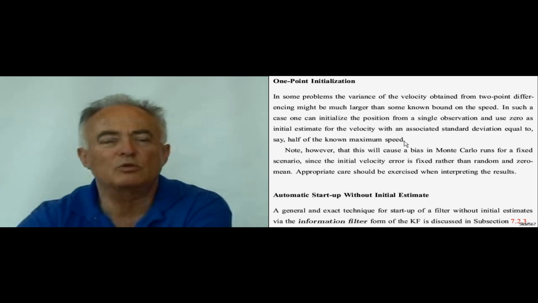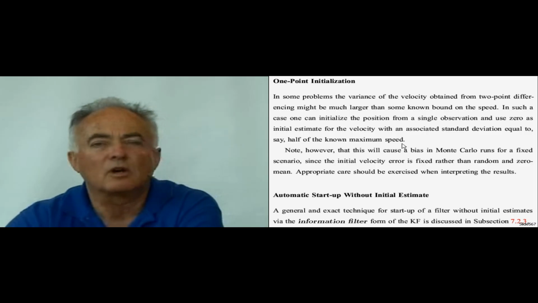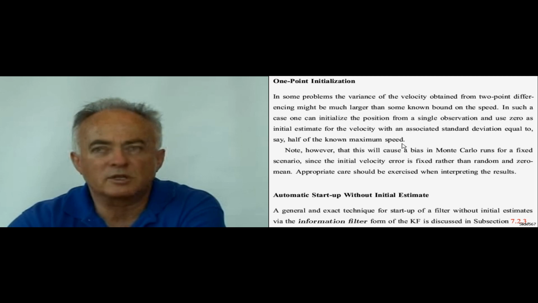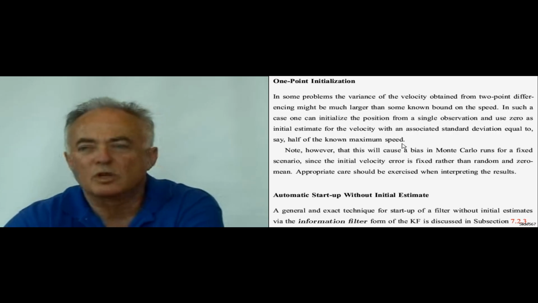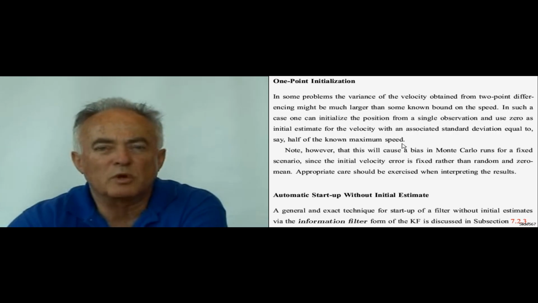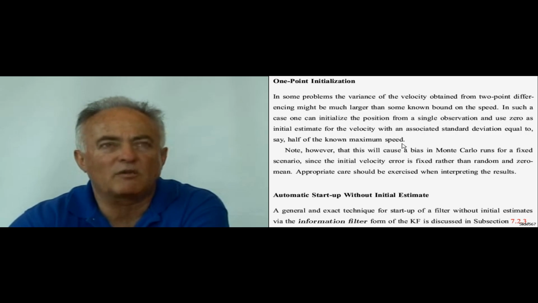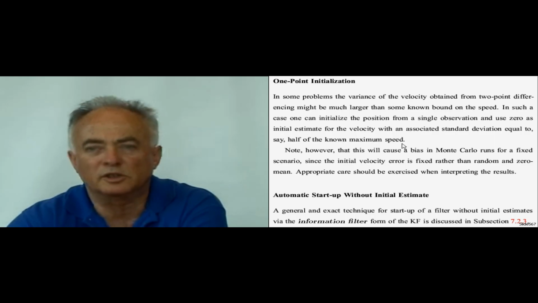So what you do now is you will have 0 estimate, because you take the 2-point difference and it gives you a value that might be way too large. The variance is way more than what you know is the maximum speed. Therefore, you choose 0, you don't know which way the initial velocity is pointing, estimate it as 0 and give it enough standard deviation to cover the maximum in all directions.